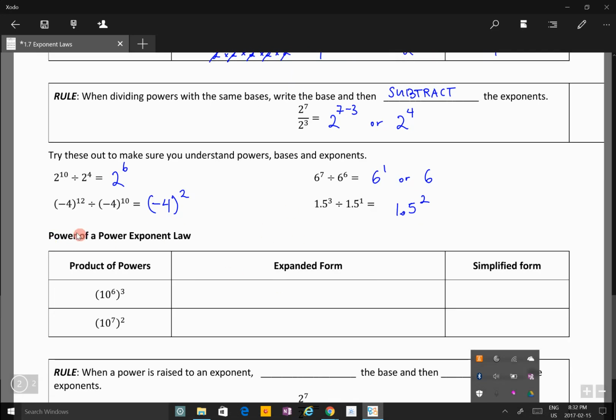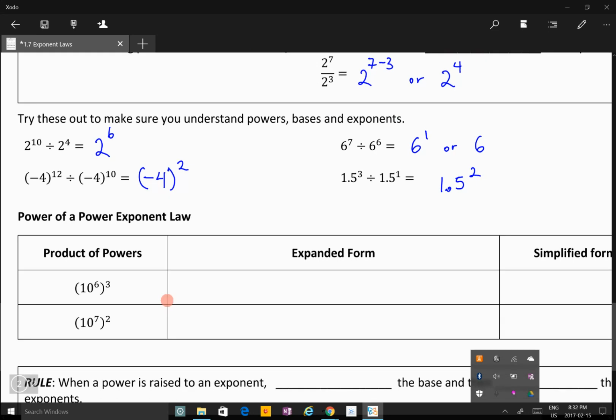Here's our third law, power of a power exponent law. So you have 10 to the power of 6, and then the whole thing is raised again to the power of 3. How might that look? Well, that would look something like this. I would just say 10 to the power of 6 times 10 to the power of 6 times 10 to the power of 6, 3 times, right?